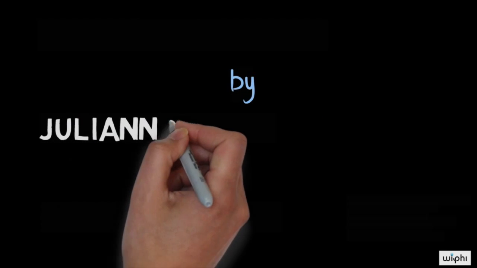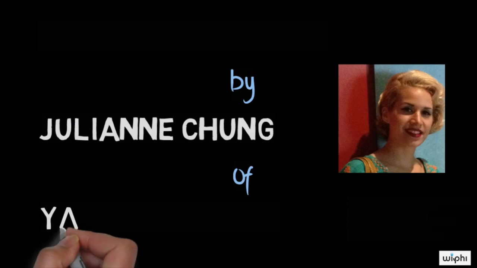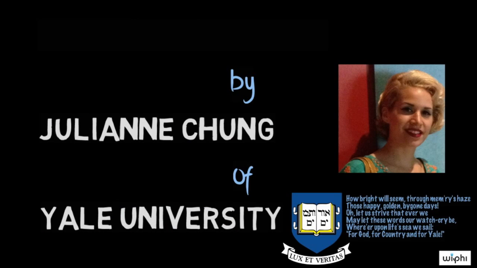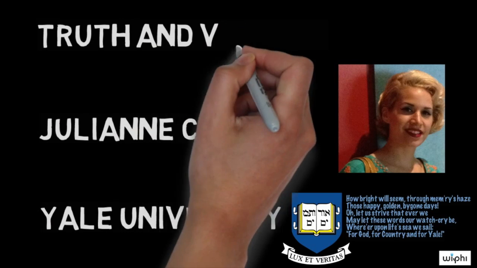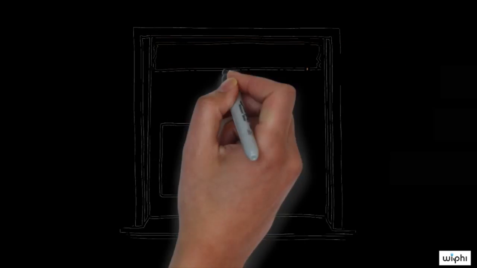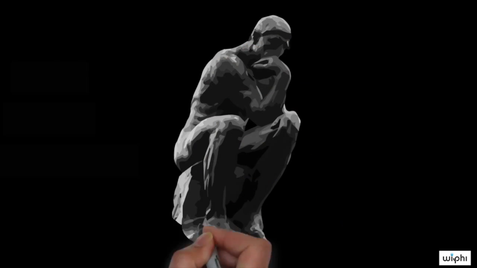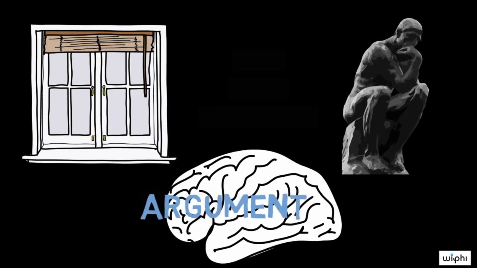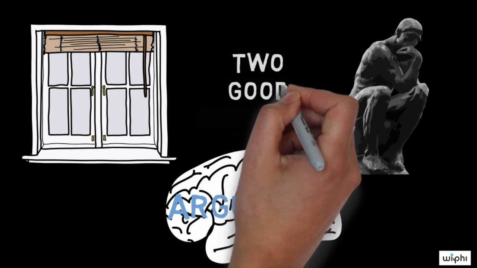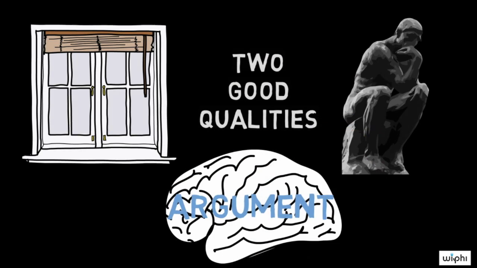My name is Julianne Chung, and I'm a graduate student at Yale University. Today, I am going to talk about truth and validity. There are many different good qualities that arguments can have. For example, they can be clear, they can be interesting, they can be persuasive, and so on. In this video, however, we are going to discuss just 2 good qualities that arguments can have that are particularly important for determining whether we should accept their conclusions.